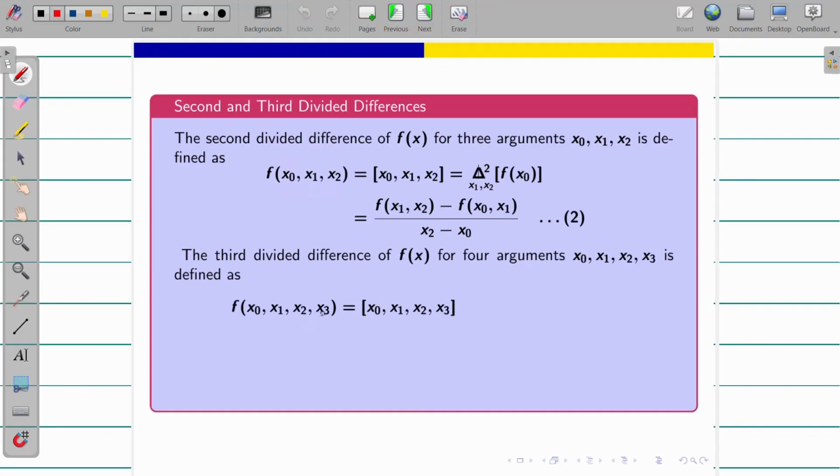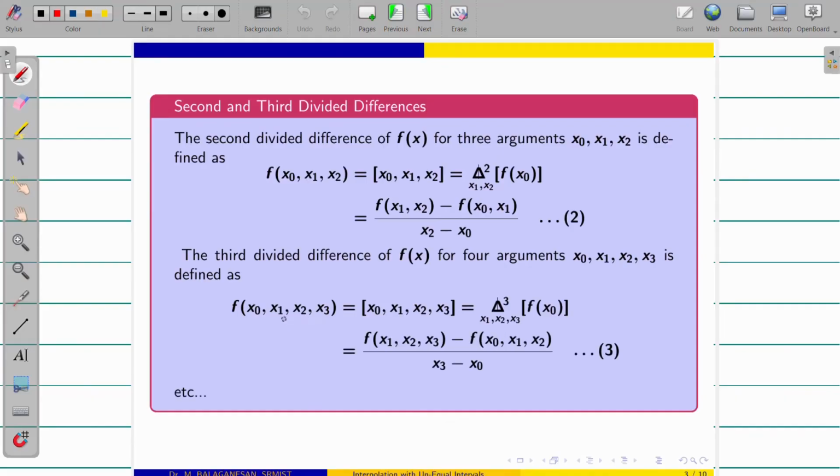Similarly, we can define it for four arguments. I hope you can easily answer that. What will be the answer for this? Yes, exactly. The function value of the last three minus the function value of the first three, divided by x3 minus x0. Good guys. That's the concept in the second and third divided difference.